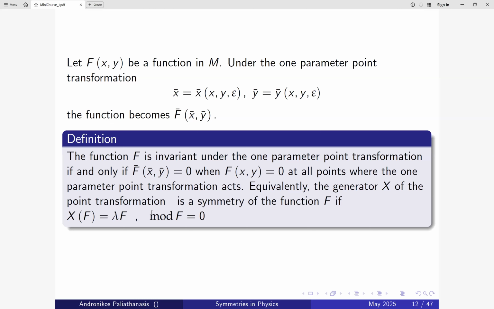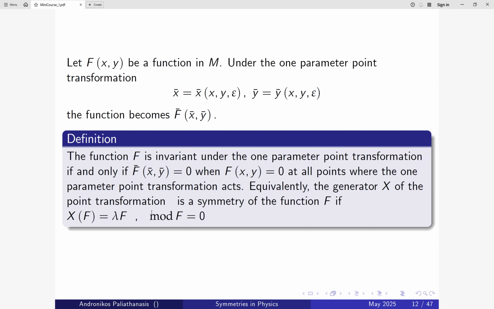Now, let us consider a function f on the manifold, with a specific value at each point p. Then, under the one-parameter point transformation, the x and y will change. We will go from point p to point p bar. Then the function has a value f bar at the point x bar, y bar. Since we were at a point and we moved to another point, since x bar, y bar changed, we assume, logically, the value of the function will change.